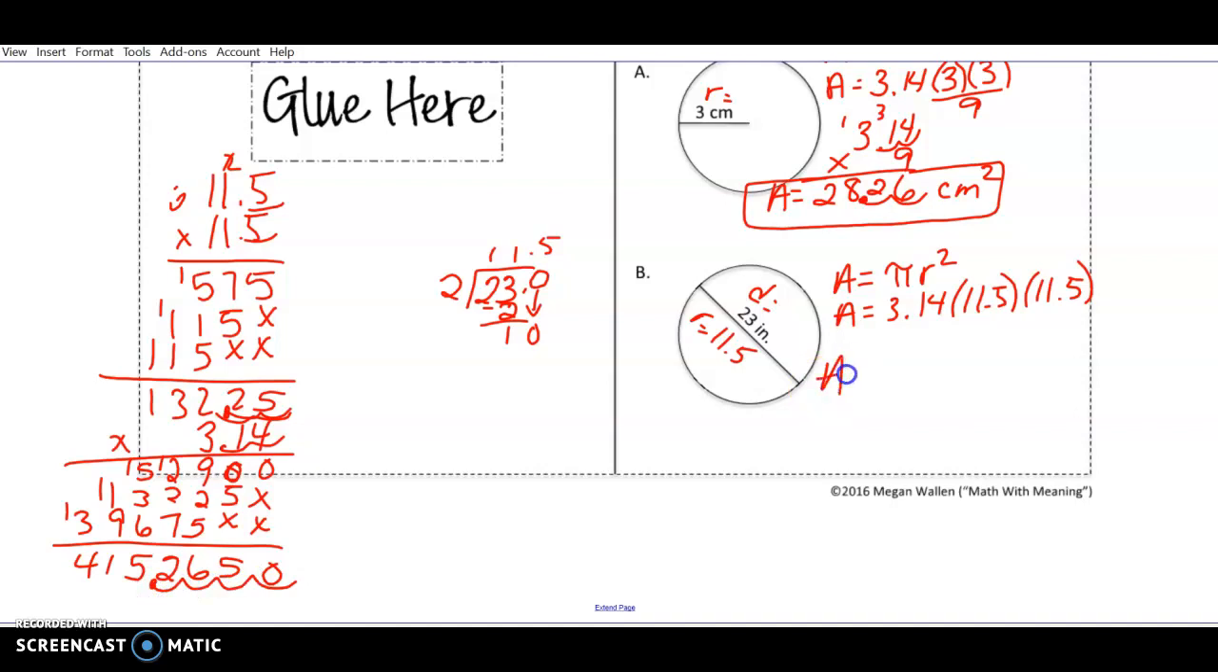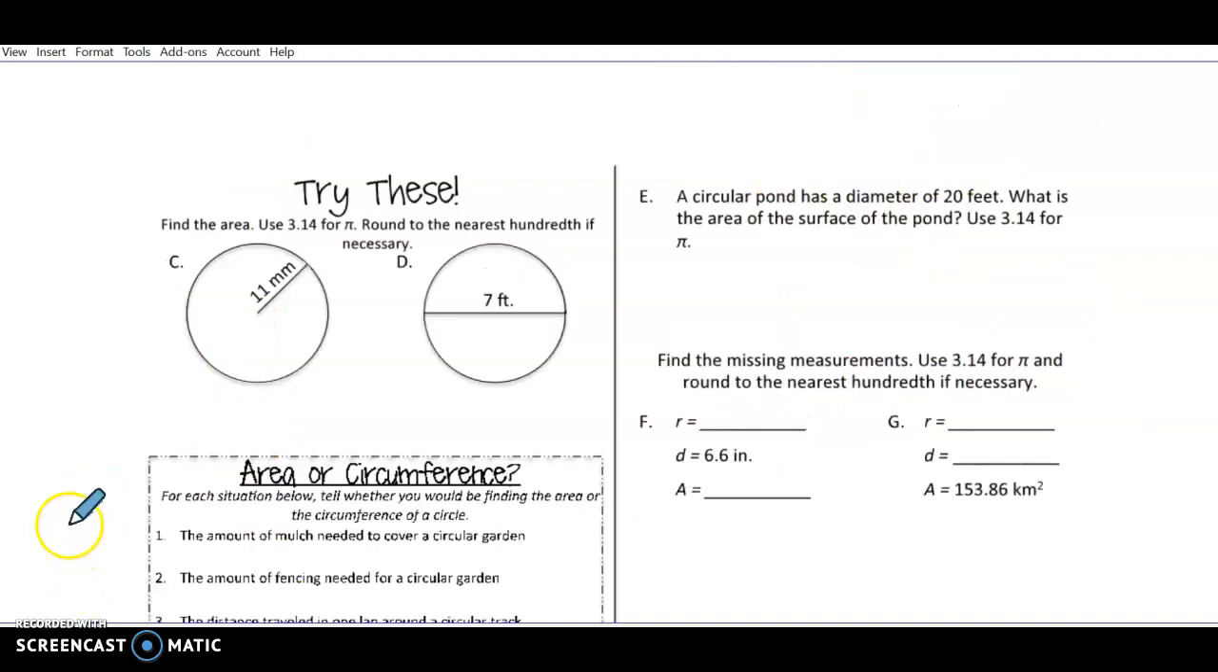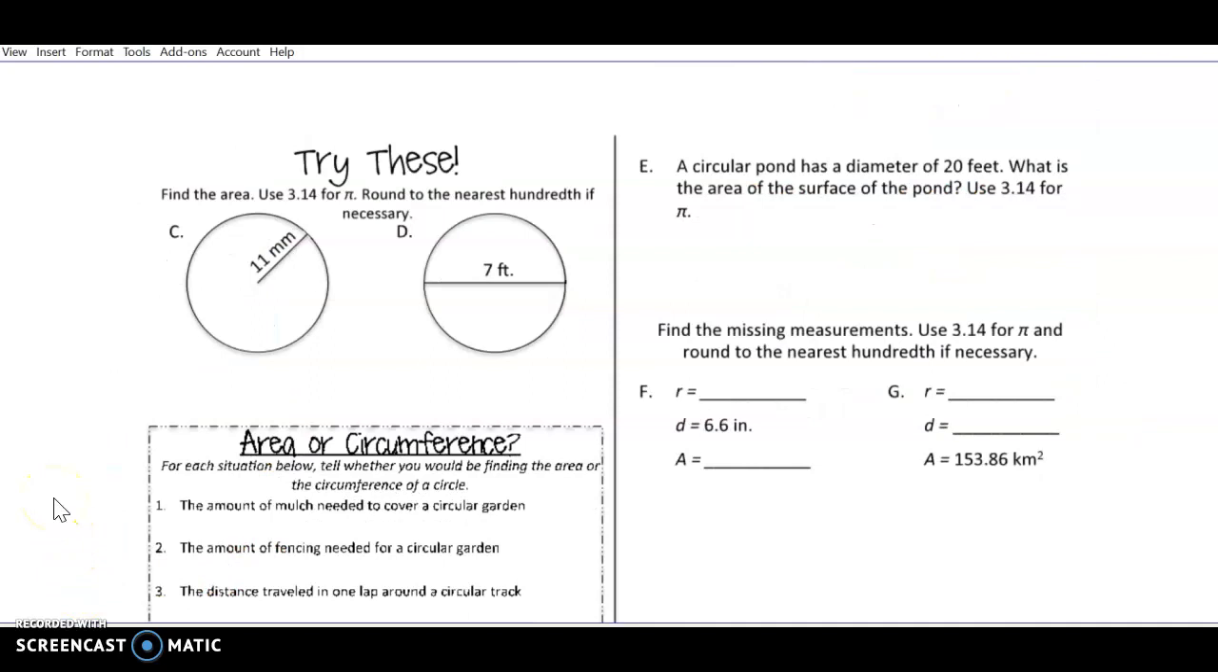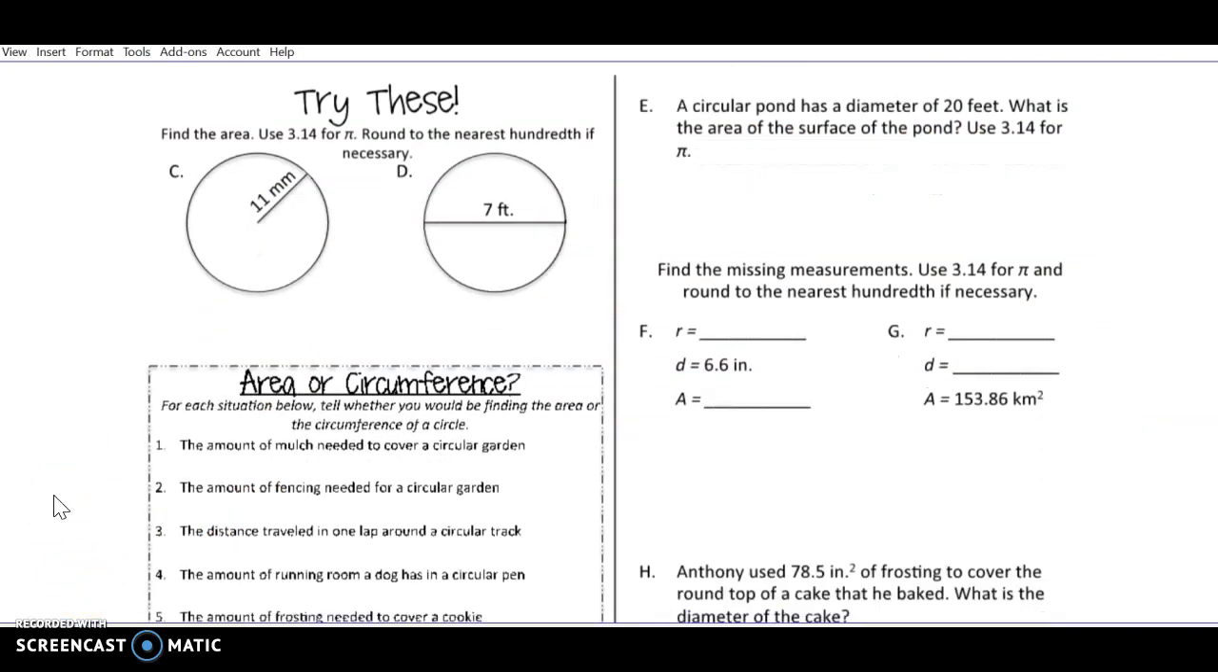So the area here is 415. It said to the nearest hundredth, which is here. So this 5 is going to make this be 27 inches squared. So it's really just a bunch of multiplication, but make sure you're putting the right numbers in. When I look at my next page, I've got a couple of try these. Round to the nearest hundredth. Now notice that this is a radius.